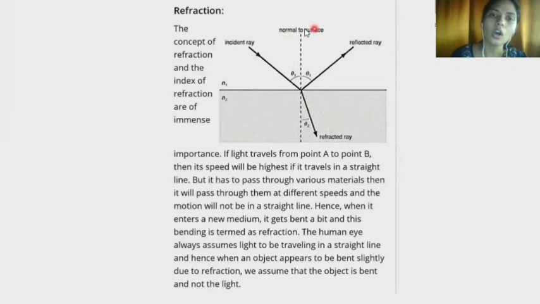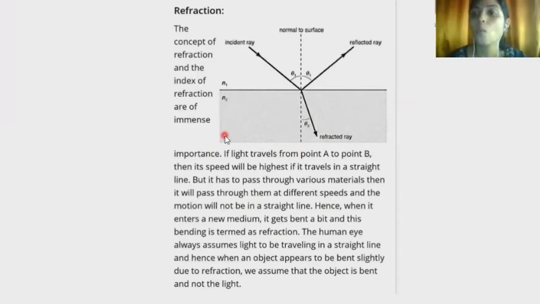The speed at which light passes through the air medium, light won't pass through water at that speed. The speed of the light, the velocity of the light, will be decreased here in water.